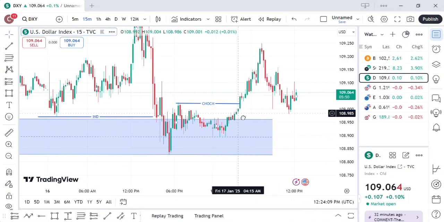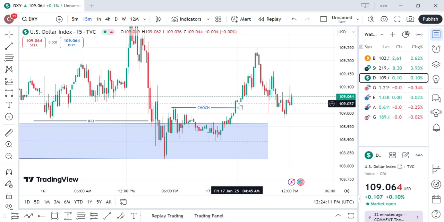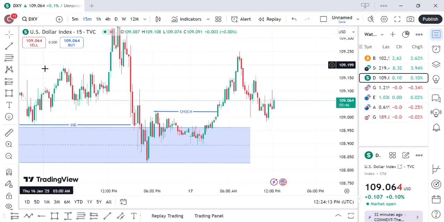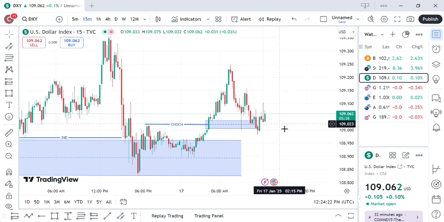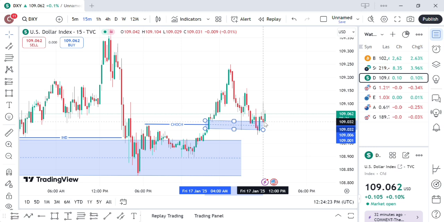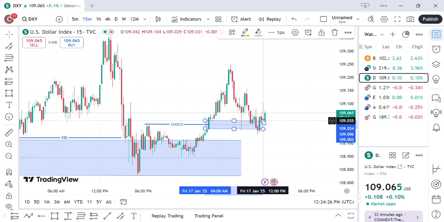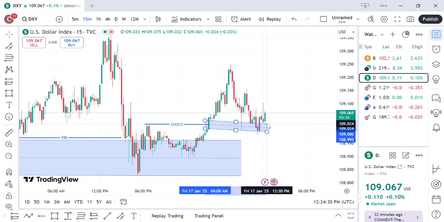So price created a change of character. We're expecting price to come back to this fair value gap. The market created a fair value gap here, and you can see how nicely price came to mitigate this fair value gap. So we can actually buy here. Now we can take this trade from here.